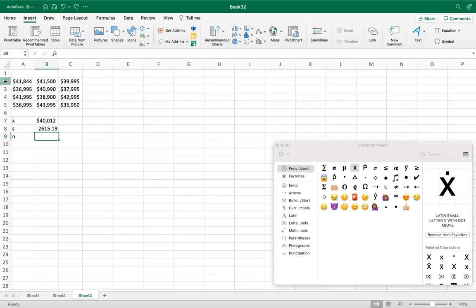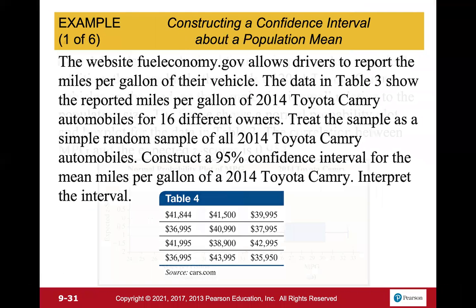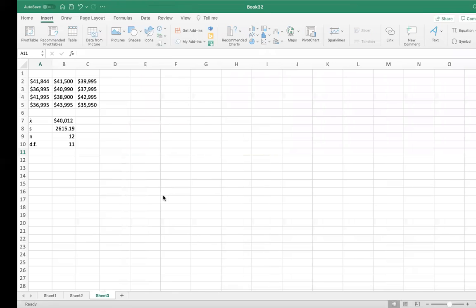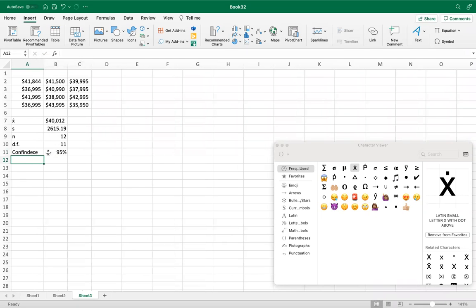Or we could just look at this. So 1, 2, 3, 4 by 1, 2, 3, that's 12. Since we're working with the t distribution, we could also get our degrees of freedom. So degrees of freedom is equal to our sample size minus 1. Perfect. And I believe that's all that we need to construct an interval, right? So 95% confidence is what we're looking for as well. So confidence is 95%. Let's stretch this out just so we could see the full word confidence.